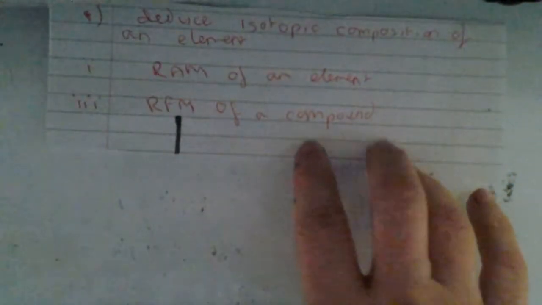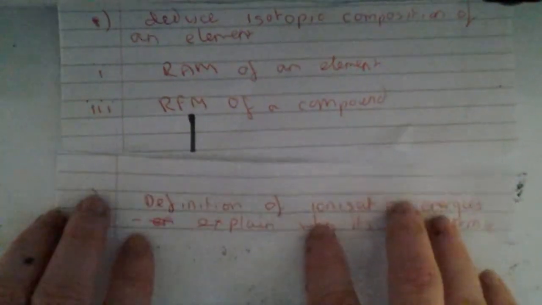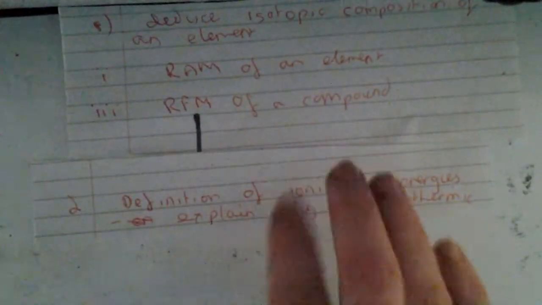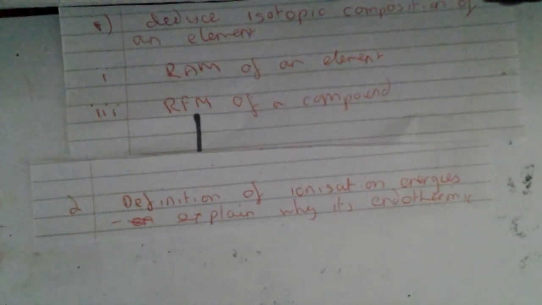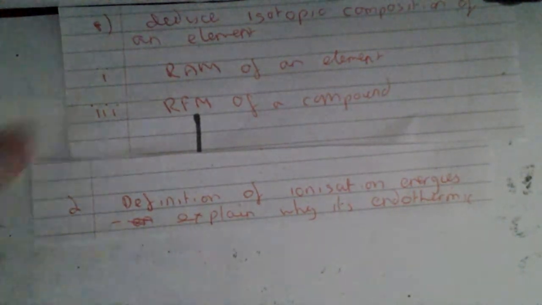We have looked at how we then use mass spec to deduce the relative formula mass of a compound, looking at the final M plus peak to give us the mass of the compound. Okay, we've looked at a definition of ionization energy: the energy required to convert 1 mole of atoms in the gaseous state to 1 mole of its 1 plus ions in the gaseous state. And we've explained why those processes are endothermic, because the electrons have electrostatic attraction to the positive nucleus.